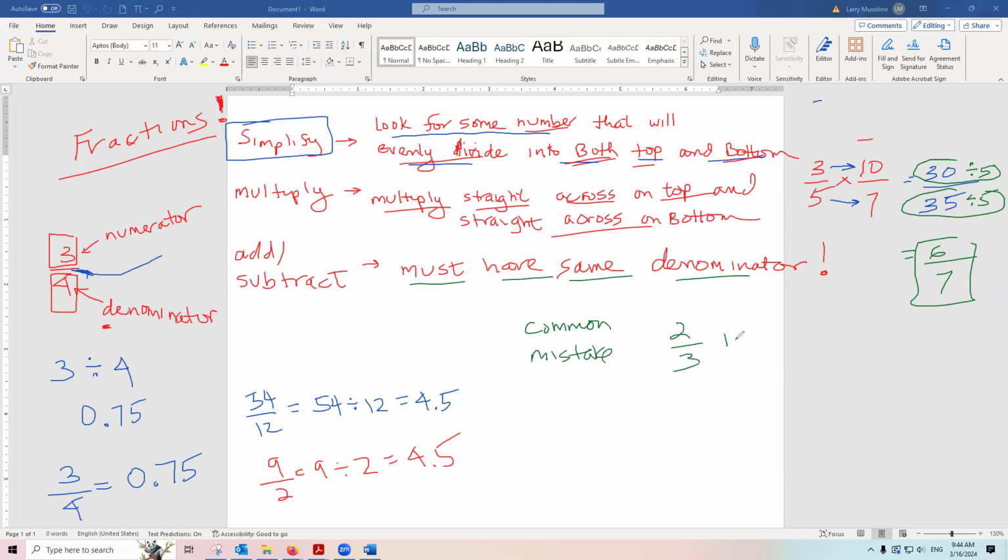2 over 3 plus 7 over 12. Some students will just add straight across. So they'll take 2 plus 7 and think that's 9, and 3 plus 12, add those together, 15. This is very wrong. You cannot just add straight across. First, you have to get the same denominator. So let's do an example with getting the same denominator. All right, so let me make up a different example here. Let me erase the screen here.